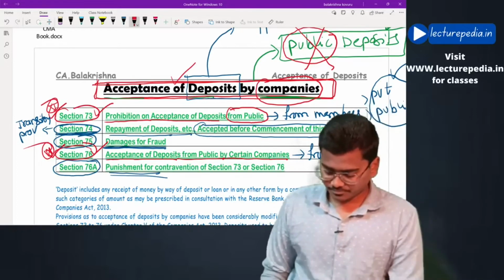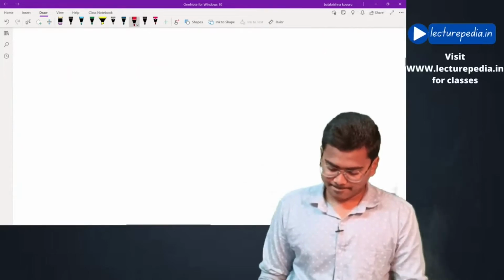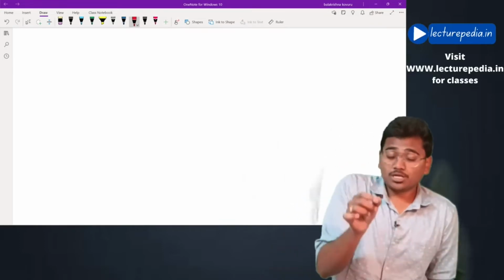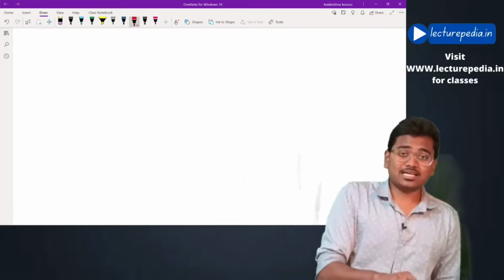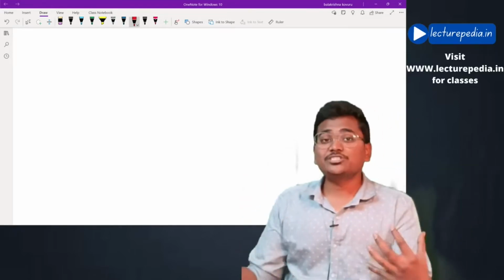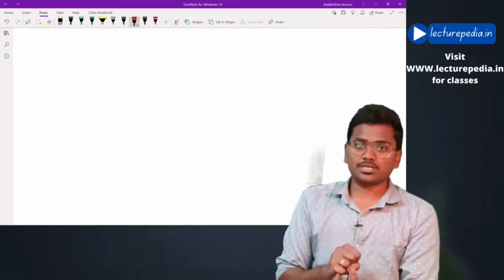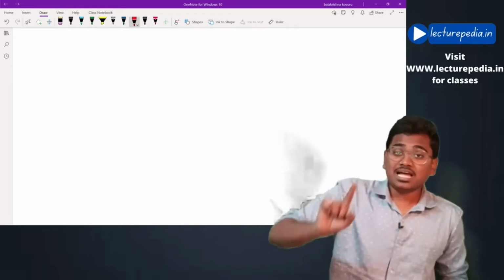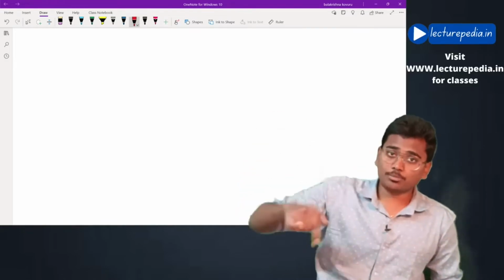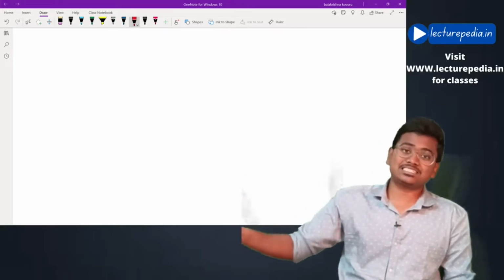Now, you remember that section number 73 deals with raising of deposits from members, that means from shareholders. From the existing members, the deposits can be raised by the company. That will be dealt with by section number 73. And if the company raises deposits from the public, from the general public who are not members of the company, in that case section number 76 will be dealing with that.